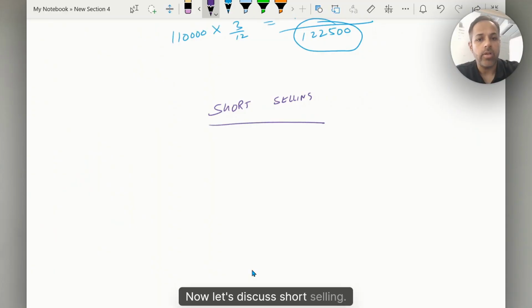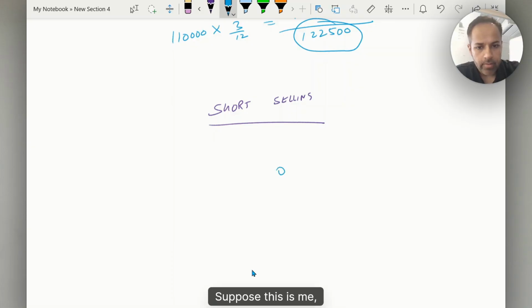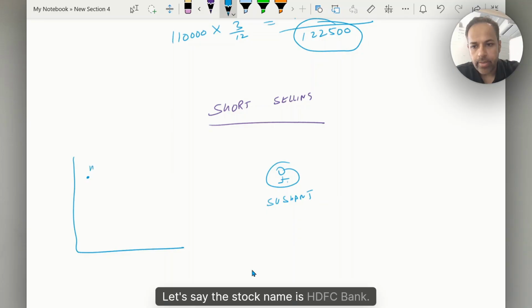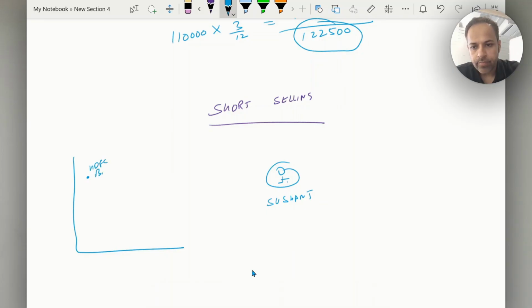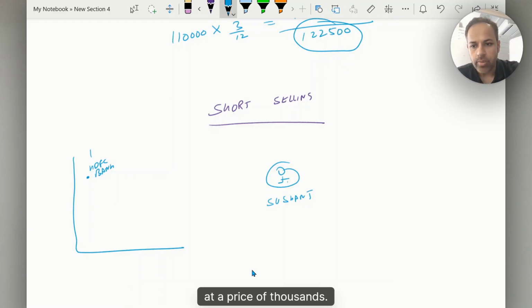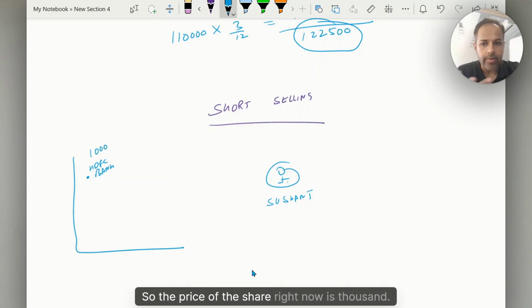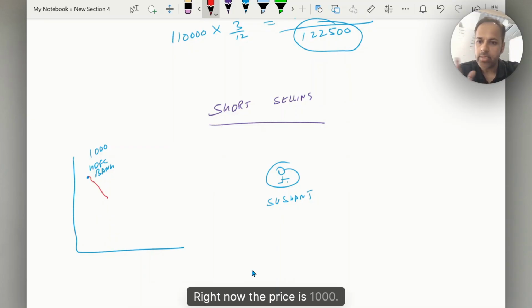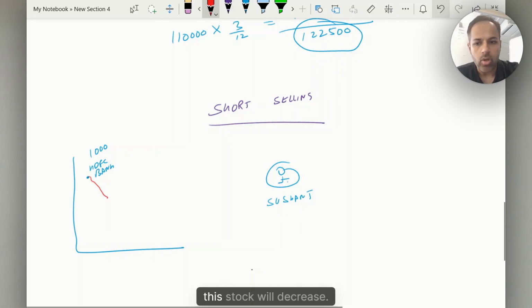Now let's discuss short selling. Suppose this is me, Sushant, and I am checking this stock. Let's say the stock is HDFC Bank. Let's assume that the share is right now trading at a price of 1,000, and I am very bearish on this stock. I forecast that this stock will decrease. Right now the price is 1,000, but I assume it will go down.